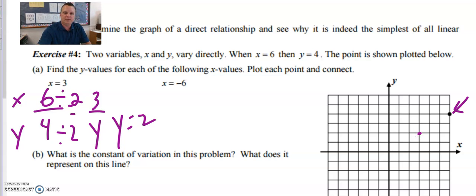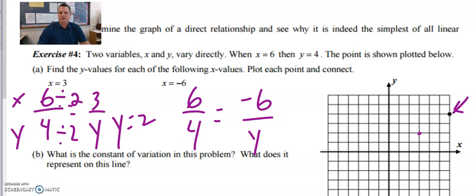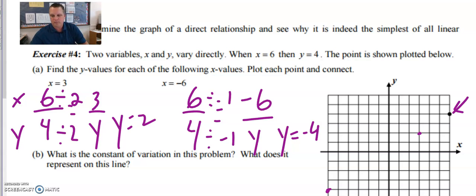And then when x is negative 6, I have 6 over 4 equals negative 6 over y. Dividing by a negative 1, y equals negative 4. So right about there. The directions say to plot each point, so they're plotted. You can connect them if you'd like. There they are connected.